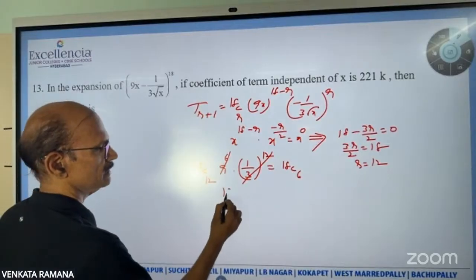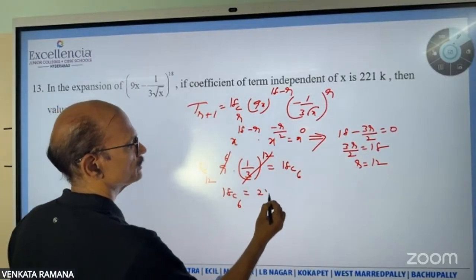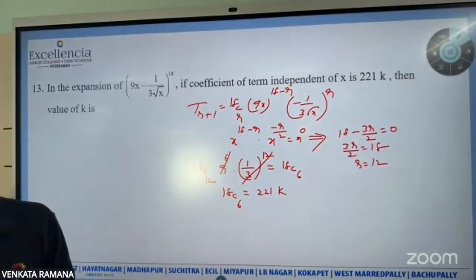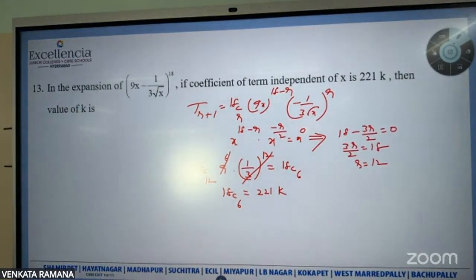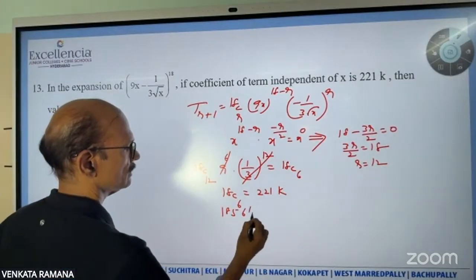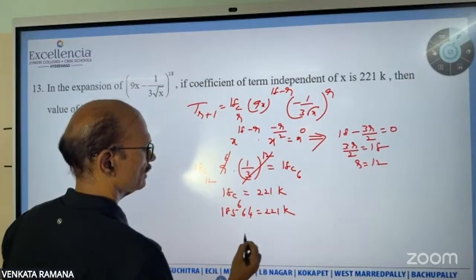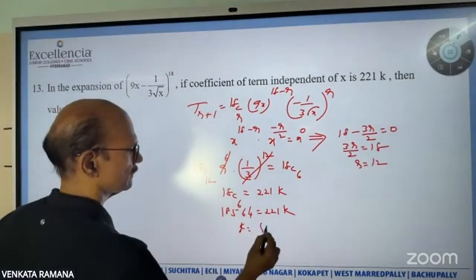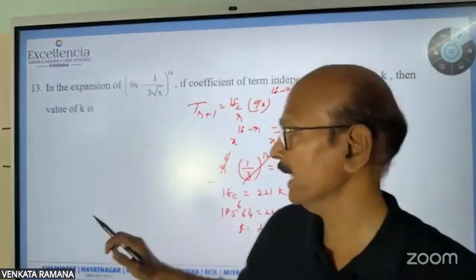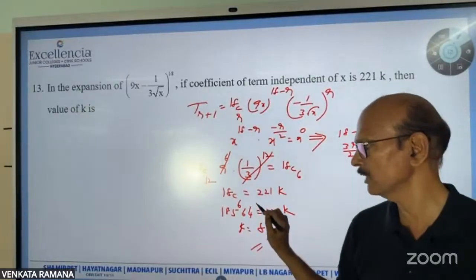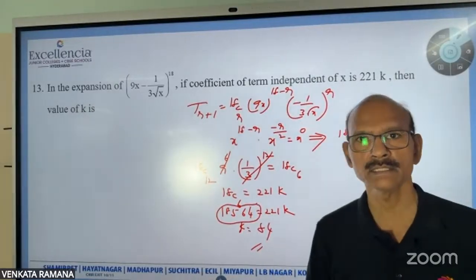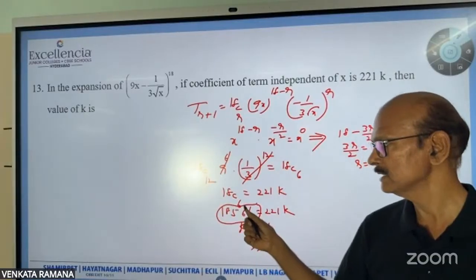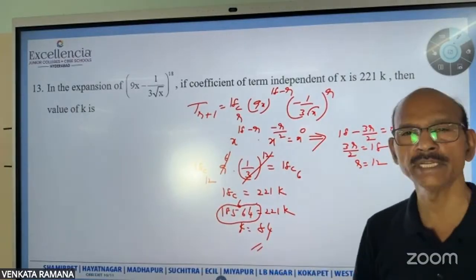So 18C6 is given as 221k. That means you need to simplify this one. You should not leave it that way. This is equal to 18564. 18564 is equal to 221k. Therefore, k is equal to 84, that is the answer. So here also there is some calculation part, that 18C6 you have to expand clearly. It takes time, obviously. 18C6 equals 221k, then k is equal to 84 is the answer.